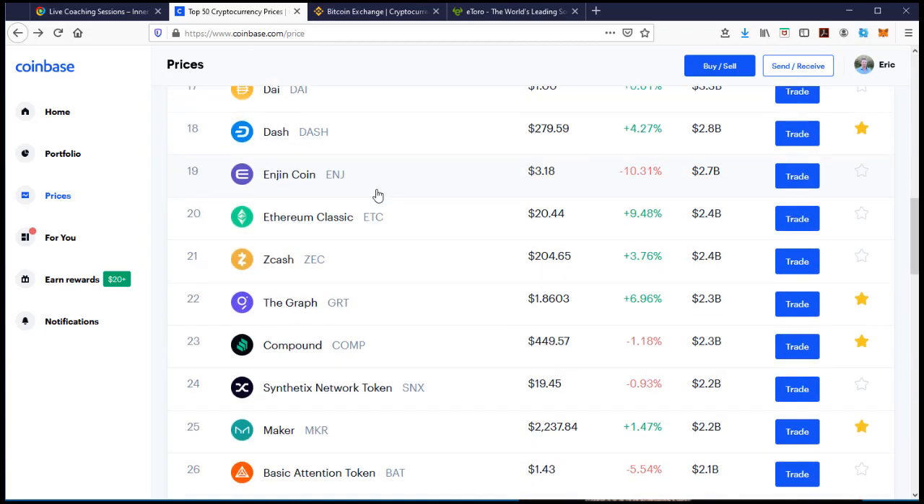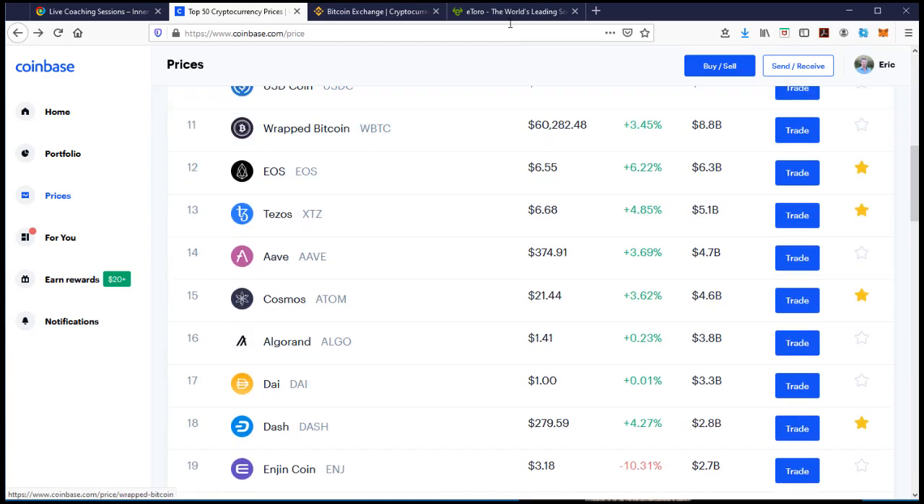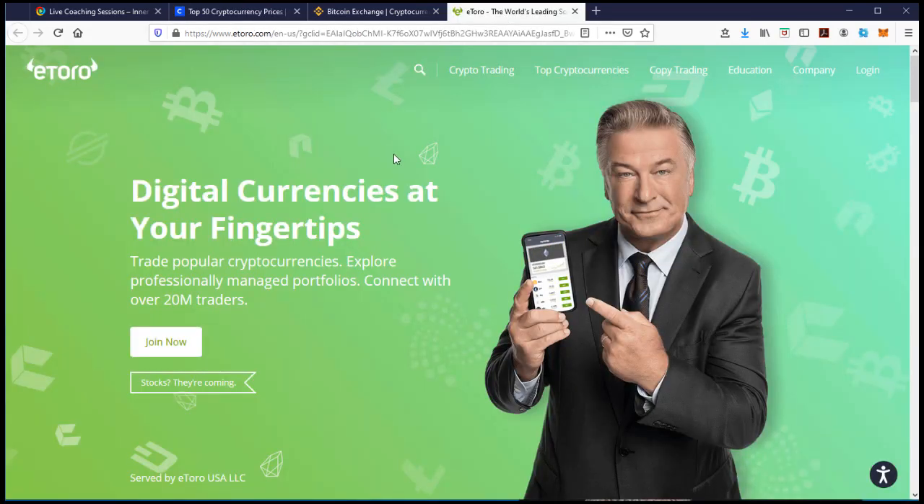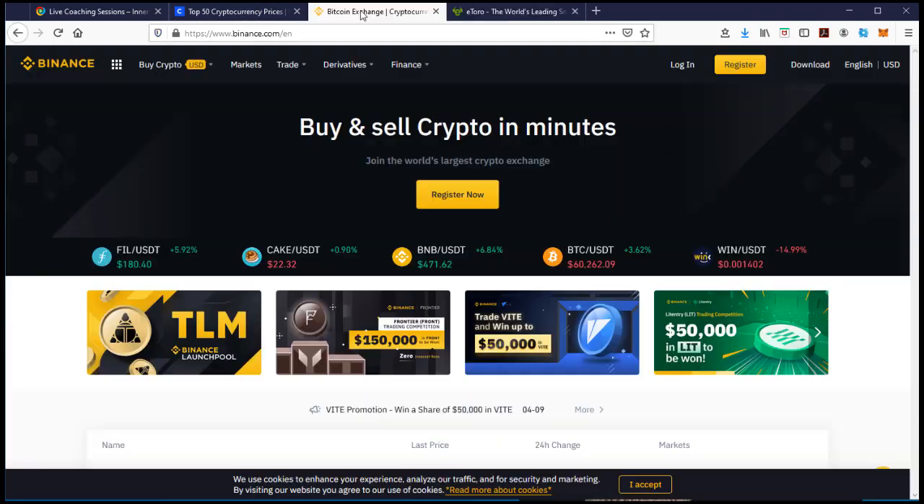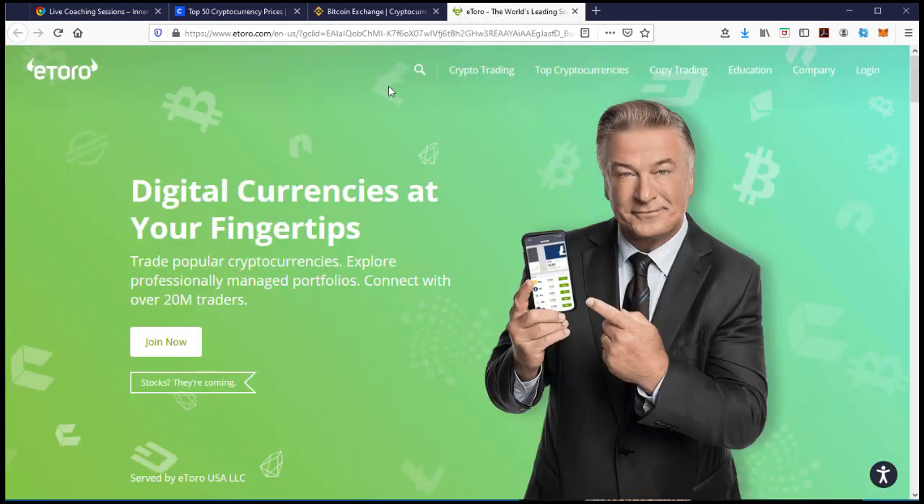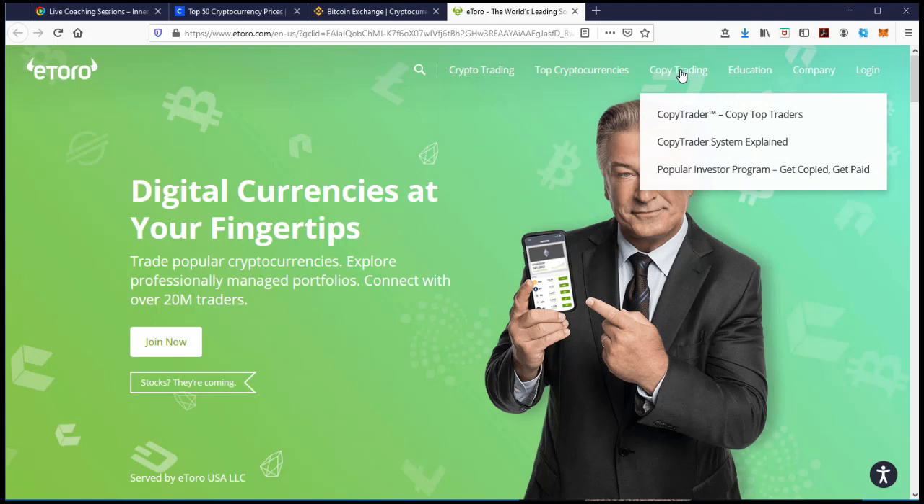But for the most part, these are mature cryptos that have been around a while. eToro, kind of similar to Coinbase, but maybe somewhere in between. They also have some similarities to Binance. But one interesting thing about eToro that I'll just point out is that they have this copy trading feature.